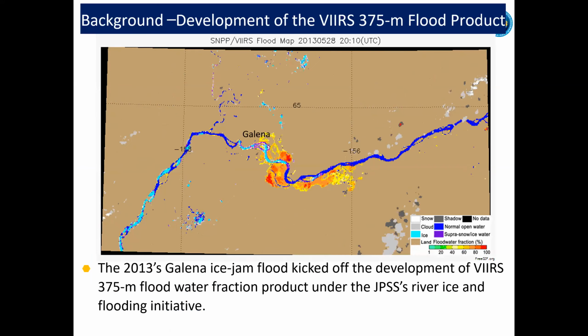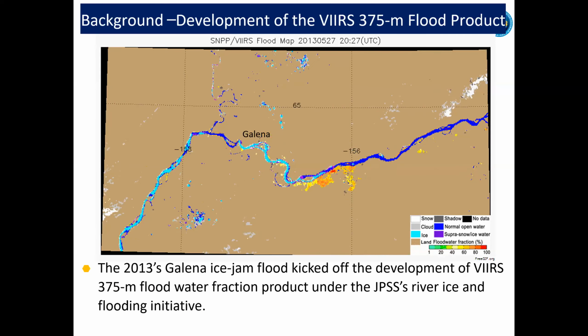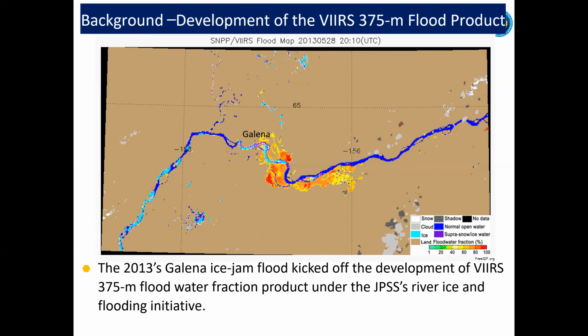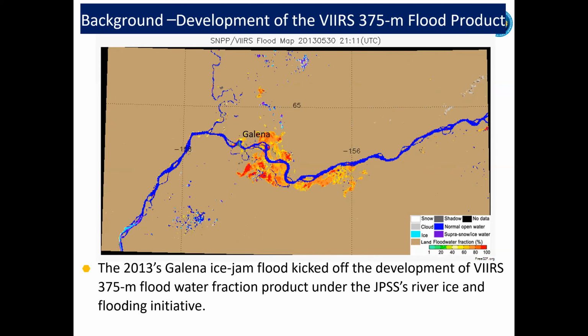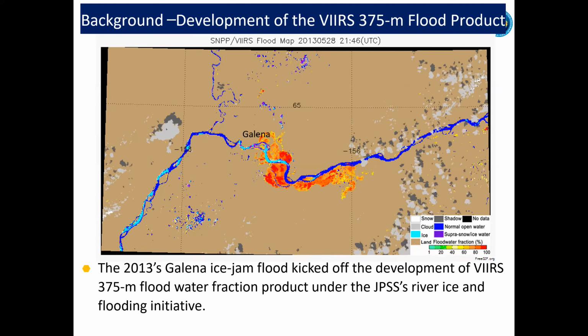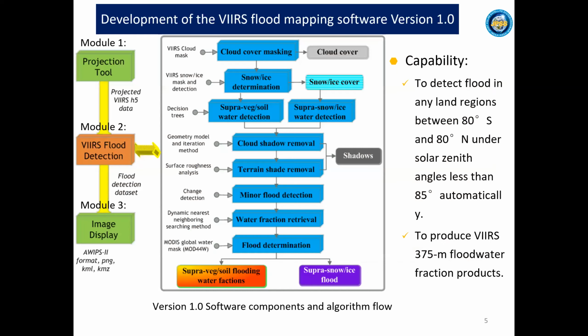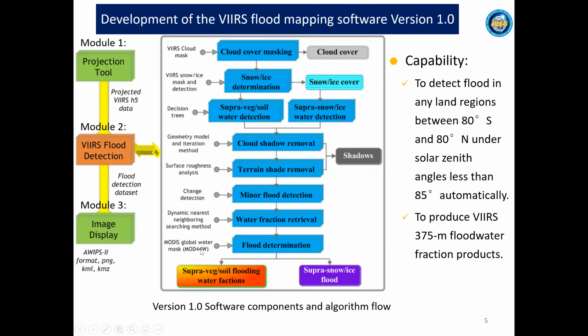We started to develop the VIIRS flood product in 2013 when an ice jam flood occurred in Galena, Alaska. And the VIIRS imagery showed very excellent capability to track the progress of the flood water. So after almost 5 years of hard work, we finally developed the VIIRS flood mapping algorithm and software. This shows the software components and algorithm flow.